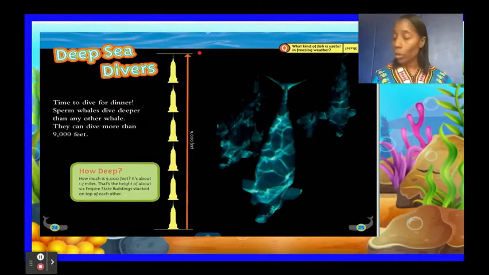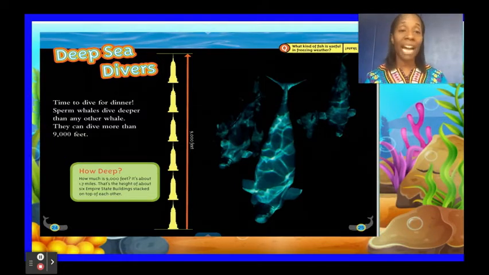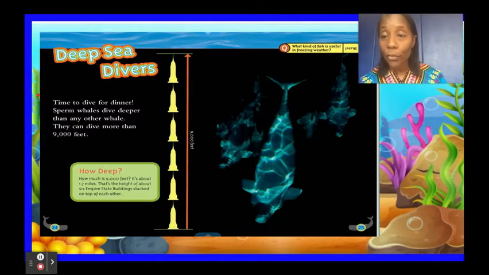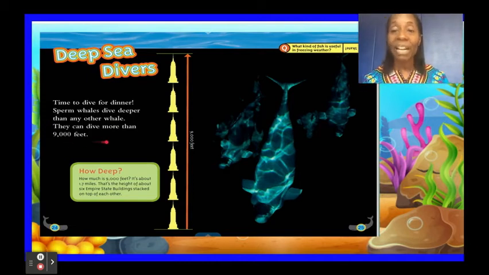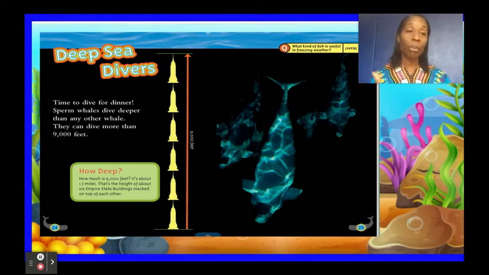Deep Sea Divers. We're actually on page 24. And here the author has the title Deep Sea Diver because whales can dive very well. It says, time to dive for dinner. Sperm whales dive deeper than any other whale. They can dive more than 9,000 feet. So the author wants us to know that it's very important for the whales to be deep divers because they dive for what? They're looking for food. So they're excellent divers.